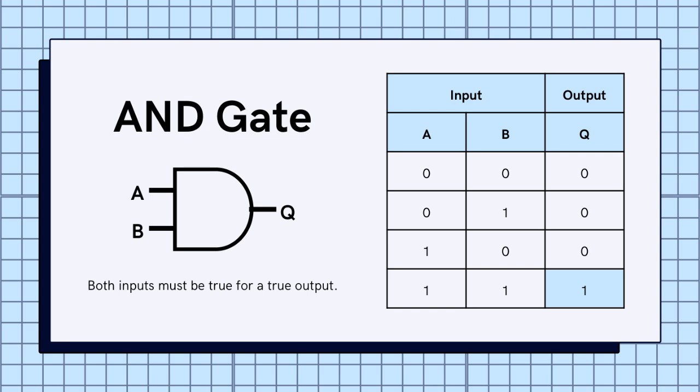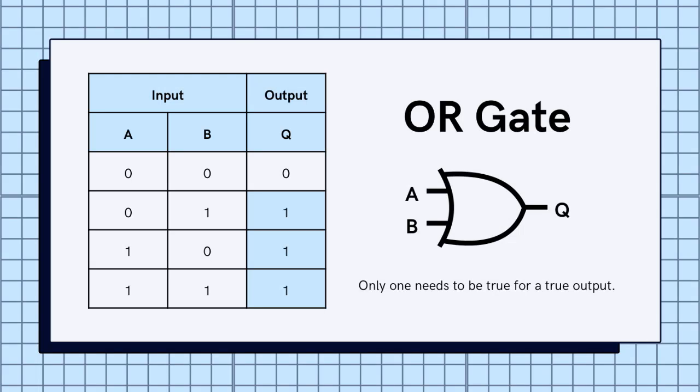The key point here is that the output depends on both inputs being true. In the context of our overall theme, understanding AND gates helps us see how complex decision-making can be broken down into simple, reliable logic functions. So remember, for an AND gate, both inputs have to be true for the output to be true.